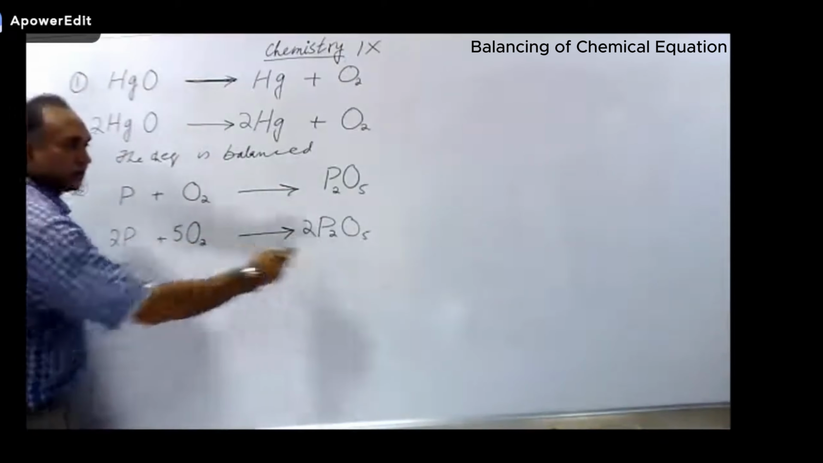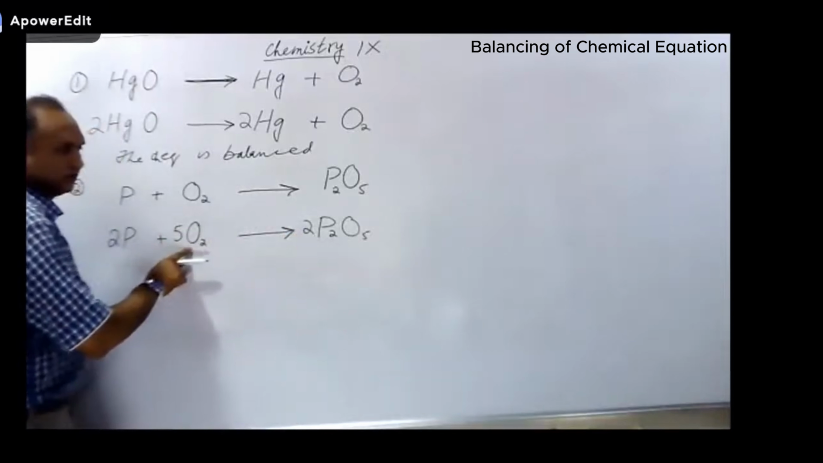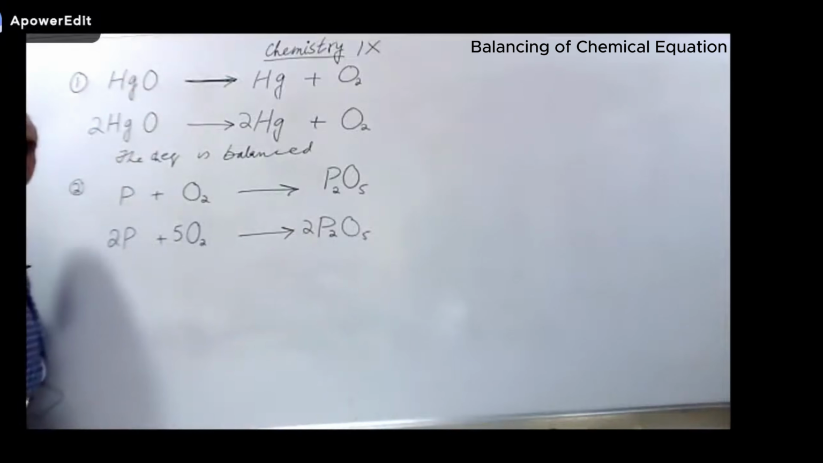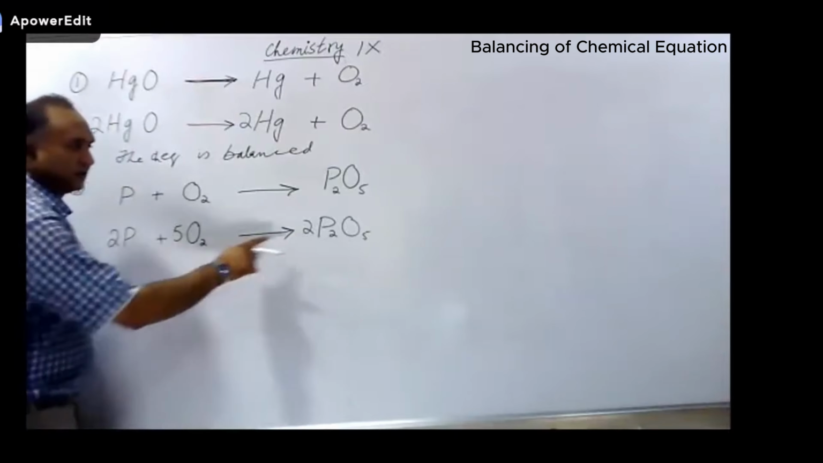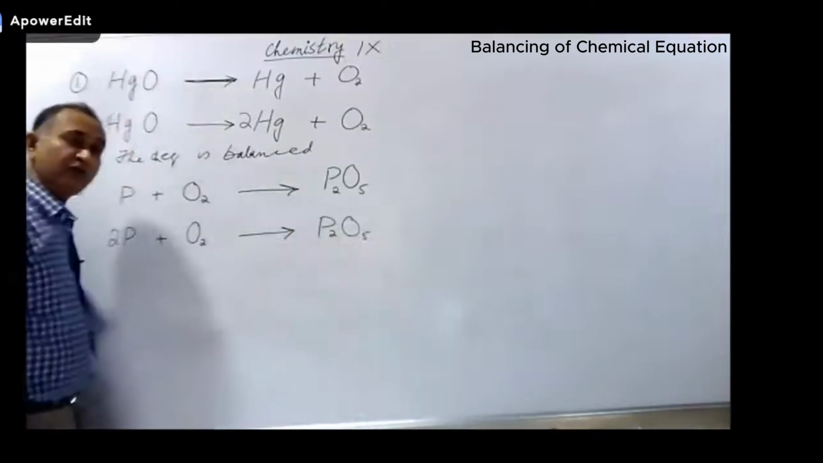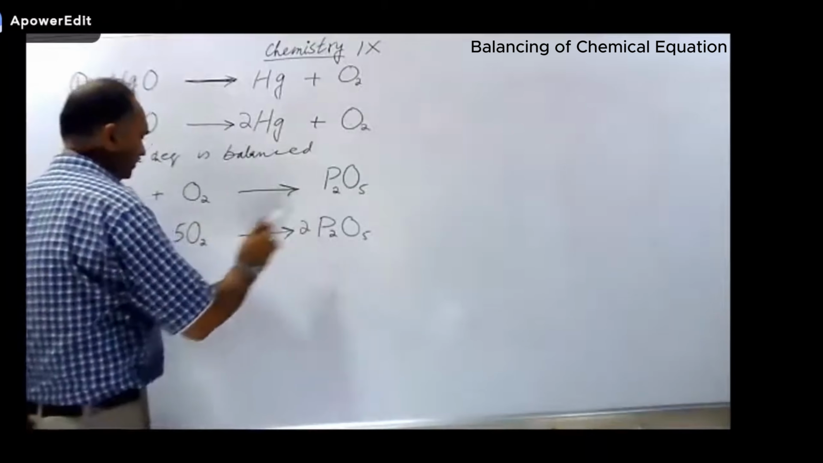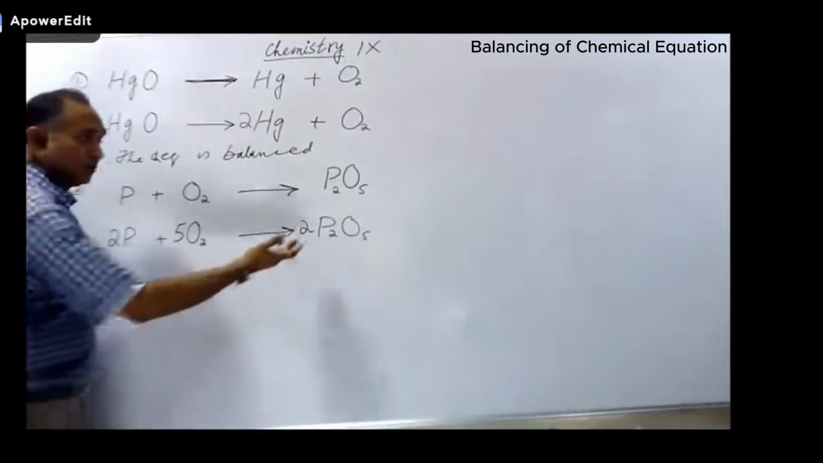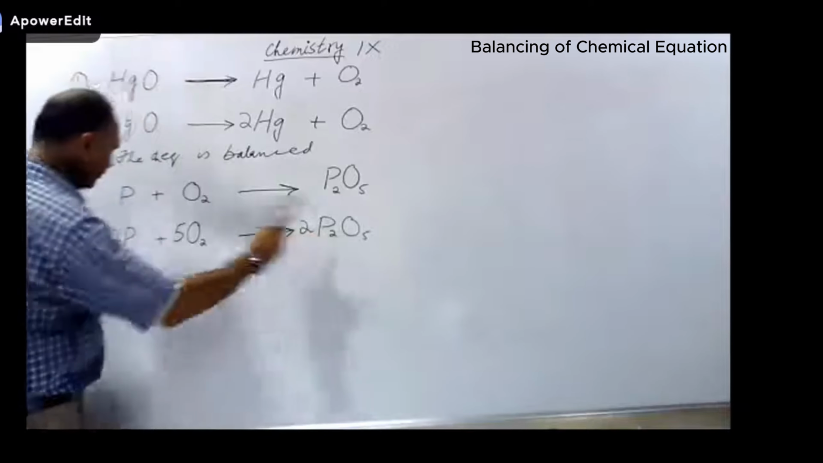5 to the 10, we cross this number over here and this number over here. So 5 to the 10 oxygens, 2 fives are 10 oxygens. Are the oxygens balanced? Yes. Repeating, see again. 2 oxygens, 5 oxygens. How can we do this? Just interchange the numbers. 5 to the 10 oxygens, 2 fives are 10 oxygens. But due to this, the number of phosphorus has changed. Here we have 2 to the 4 phosphorus, here we have 2.